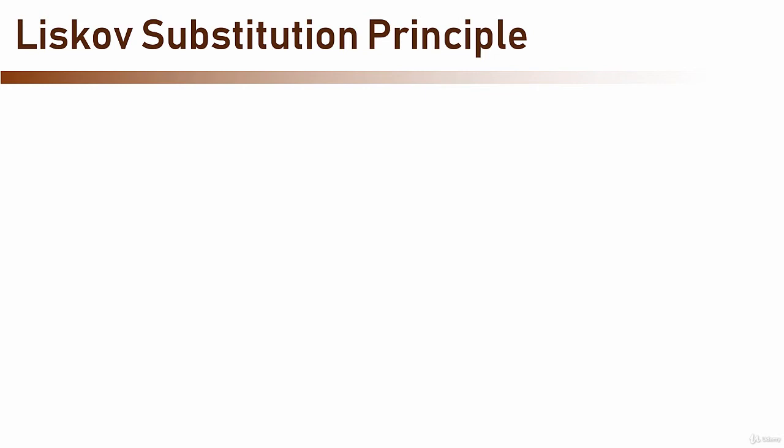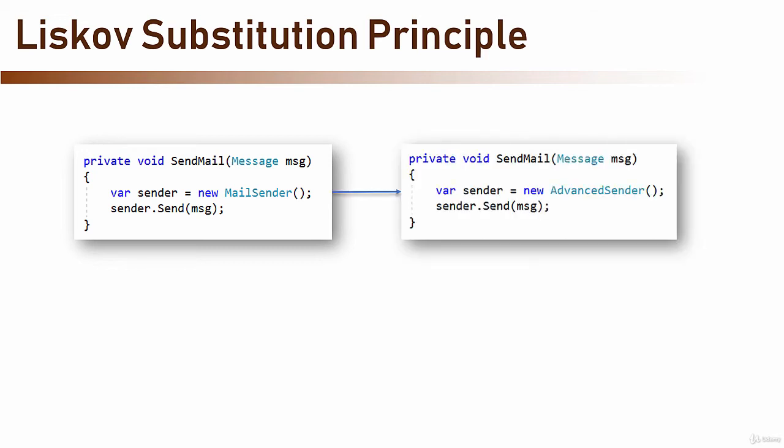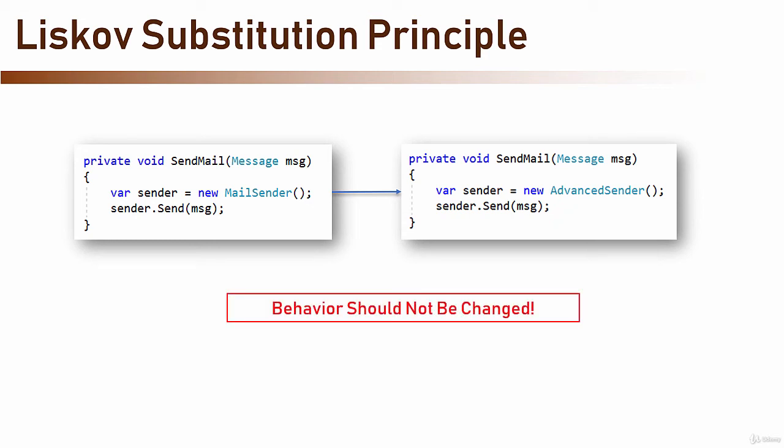Let's explain it through an example. Say we have a code that needs to send mail. The code calls a class named MailSender and calls its send method, which, as you probably guessed, sends the mail. A few months later, the developers come up with a better mail sending class called AdvancedSender, which inherits from the original MailSender. The developers want to substitute MailSender with AdvancedSender in their code. The Liskov Substitution Principle says that when doing this substitution, the behavior of the send method should not be changed. If the original method only sent the mail, the new one should do the same.